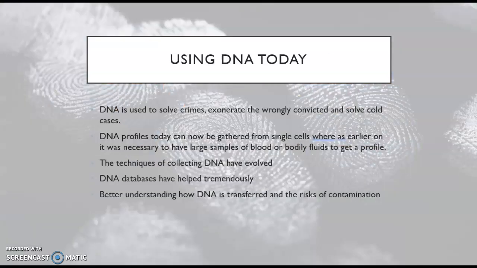So using DNA today. DNA is used to solve crimes, exonerate the wrongly convicted, and solve cold cases. DNA profiles today can now be gathered from single cells, whereas earlier on, it was necessary to have large samples of blood or bodily fluids to even get a profile. The techniques of DNA collecting have greatly evolved, and DNA databases have helped tremendously with this. There is now a better understanding of how DNA is transferred and the risks of contamination that come with it.